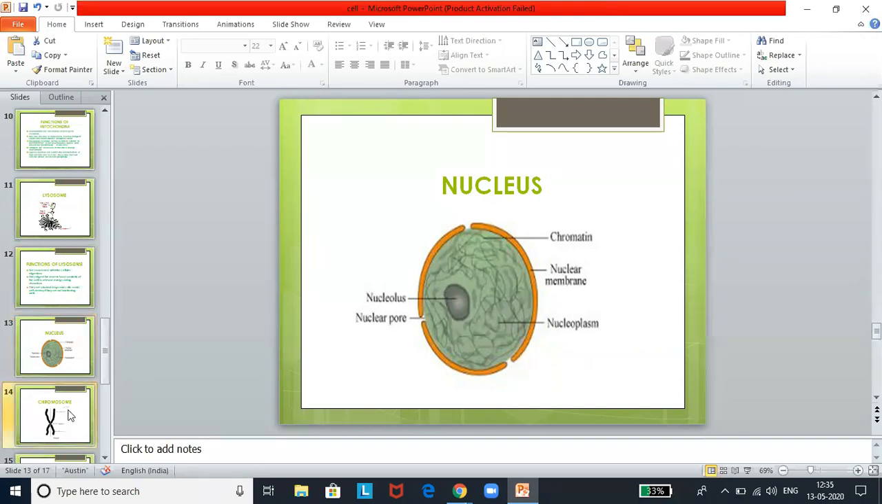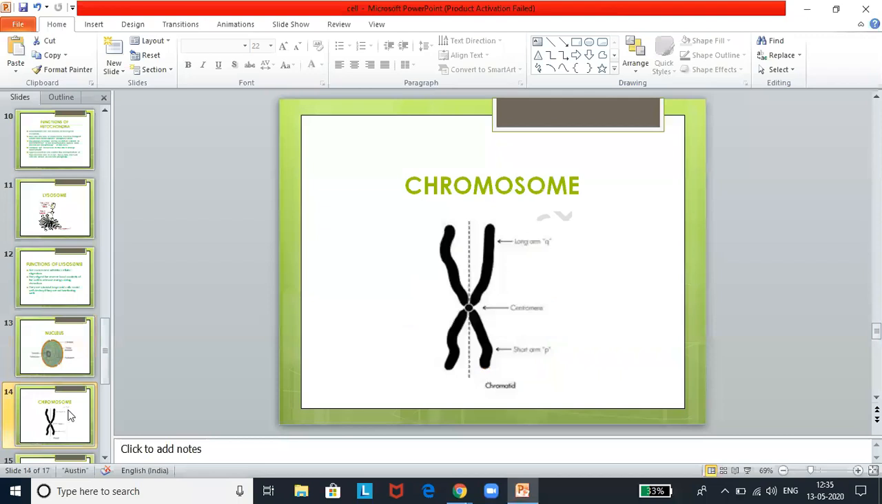Now, within this nucleus, let us look at another important structure, that is the chromatin network. When cells are appropriately stained, network-like structures become visible within the nucleus, and it is called the chromatin network. That is why the name came. Chromosome means chroma is colored, soma is a body. So it is a colored body.